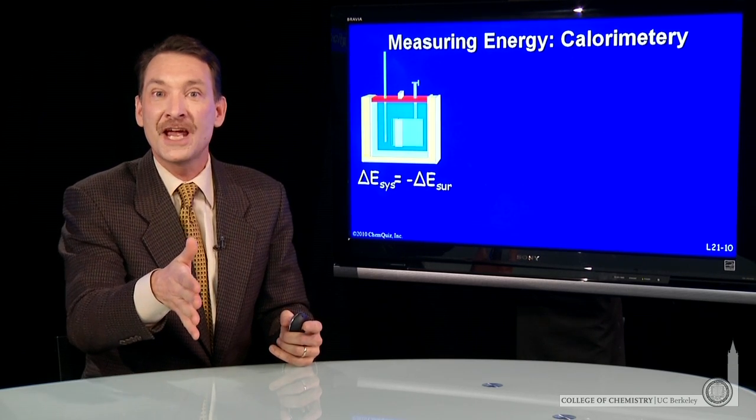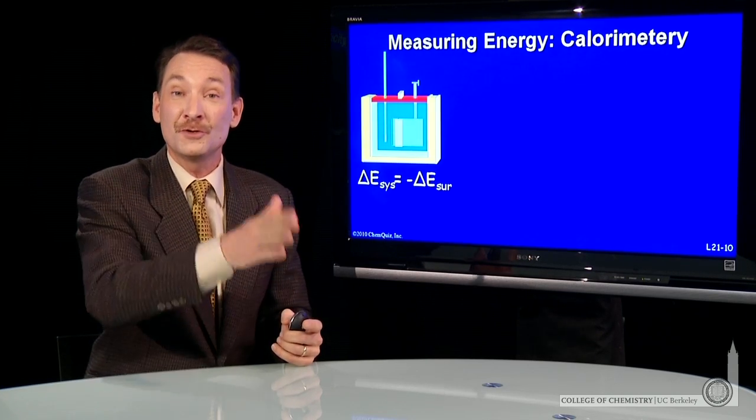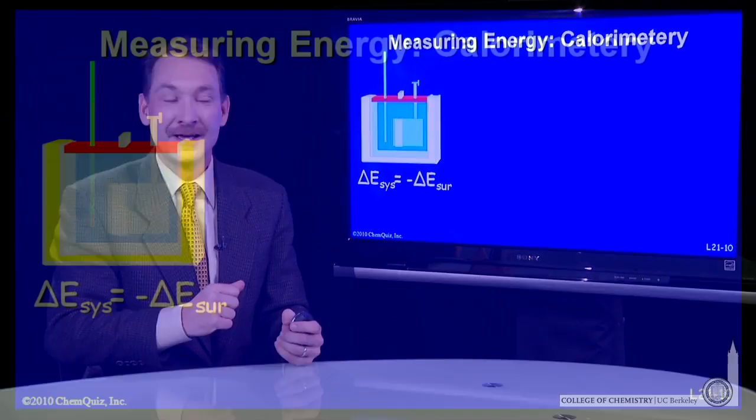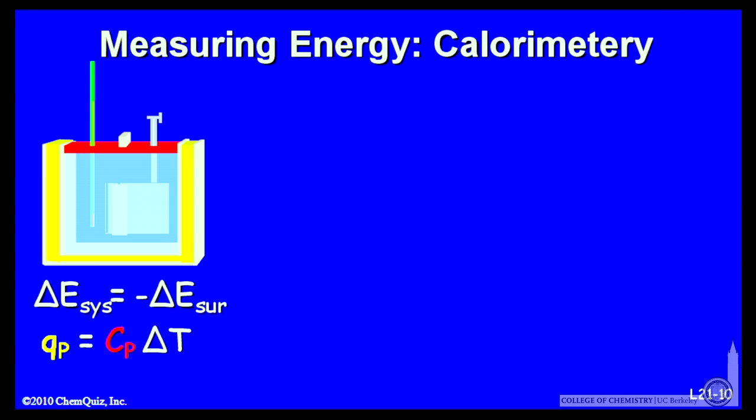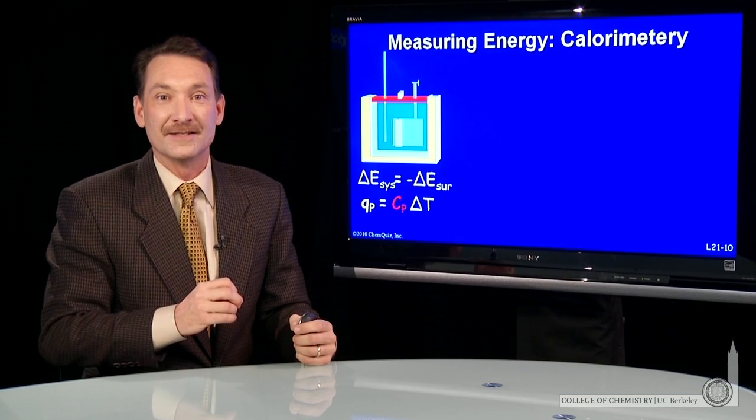say, oh, the surroundings changed by a degree. If we know their heat capacity, we know how many joules were transferred from the surroundings. So we use heat capacities and temperature changes to monitor heat flow between systems and the surroundings, and that's the essence of calorimetry. Now, what causes heat capacities?